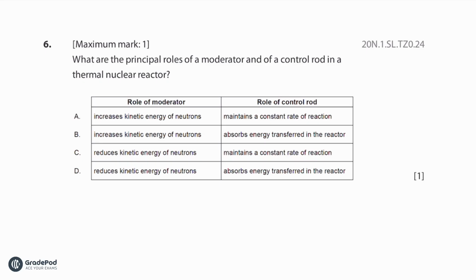Question 6. What are the principal roles of a moderator and a control rod in the thermal nuclear reactor? The control rod absorbs neutrons, and that controls the chain reaction. And the moderator slows neutrons down or absorbs kinetic energy. Let's look at the moderator first. The role of the moderator is to reduce the kinetic energy, so it's C or D. The role of the control rod is to absorb the neutrons, which means it maintains a constant rate of reaction. It doesn't absorb energy. The answer is C.